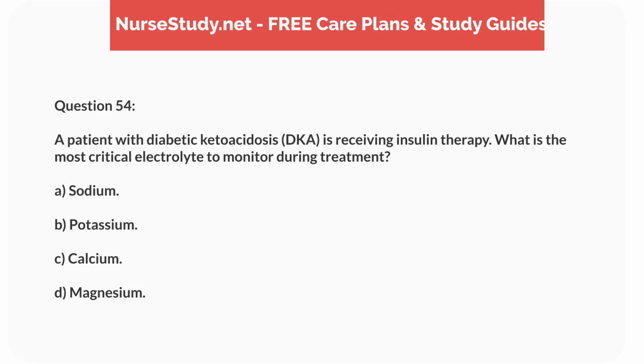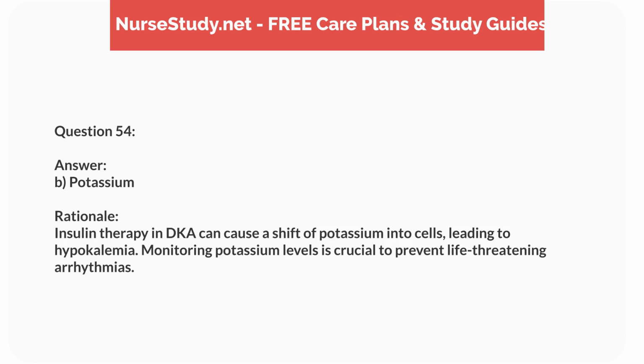Question 54. A patient with diabetic ketoacidosis, DKA, is receiving insulin therapy. What is the most critical electrolyte to monitor during treatment? A. Sodium. B. Potassium. C. Calcium. D. Magnesium. Answer: B. Potassium. Rationale: Insulin therapy in DKA can cause a shift of potassium into cells, leading to hypokalemia. Monitoring potassium levels is crucial to prevent life-threatening arrhythmias.